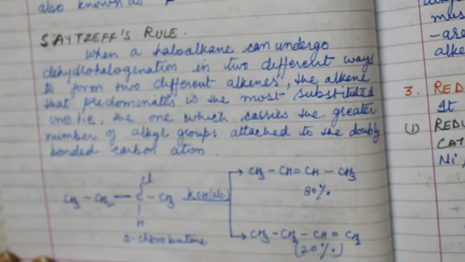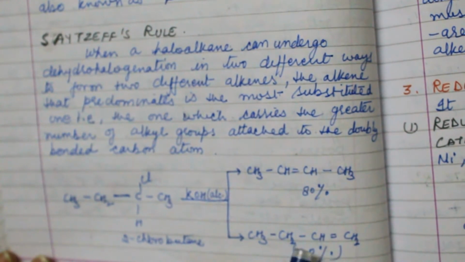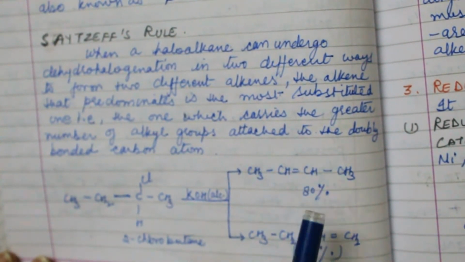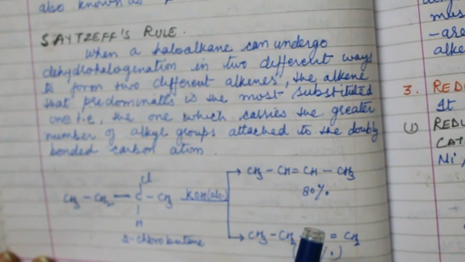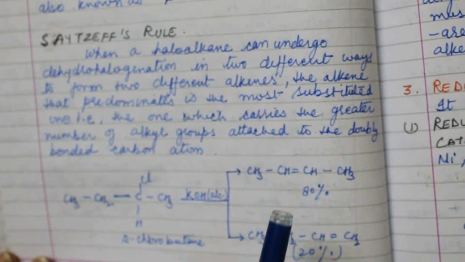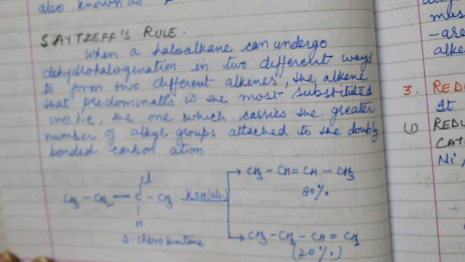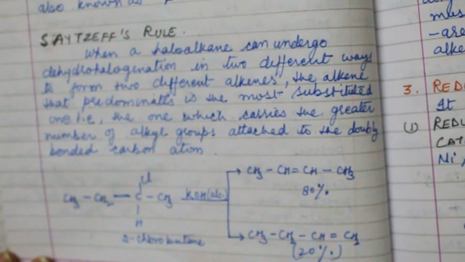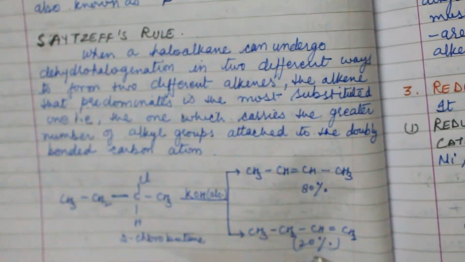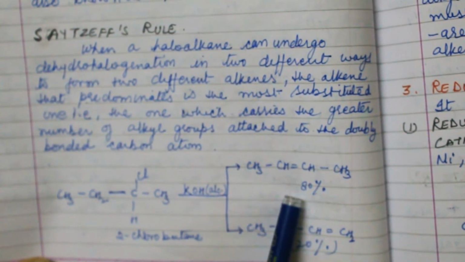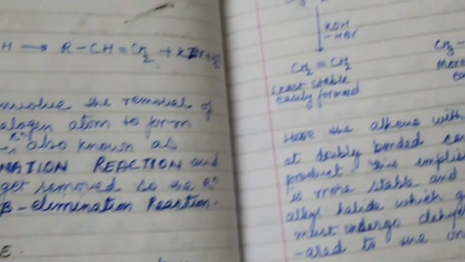Whereas here the double bond is attached to only one alkyl group. So the major product depends on the greater number of alkyl groups attached to the double bond. Here the minor product is formed because the alkyl groups are fewer in this case. That is why this is formed 20% and this is formed 80%.